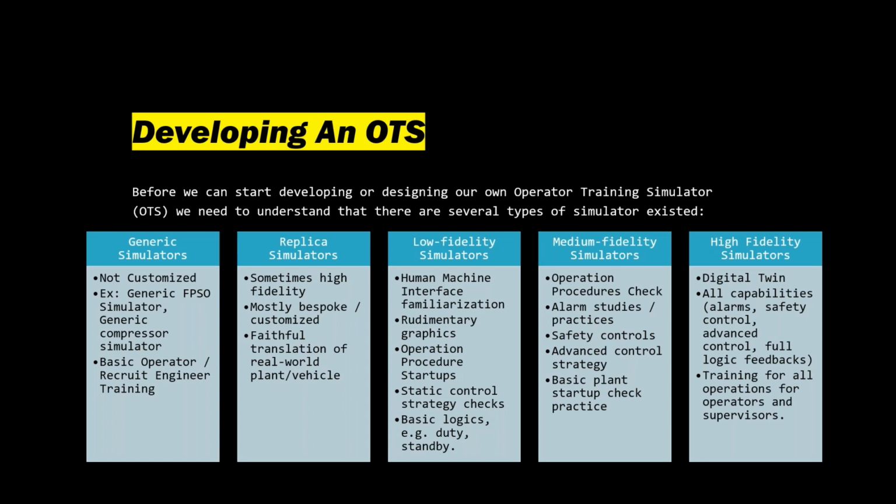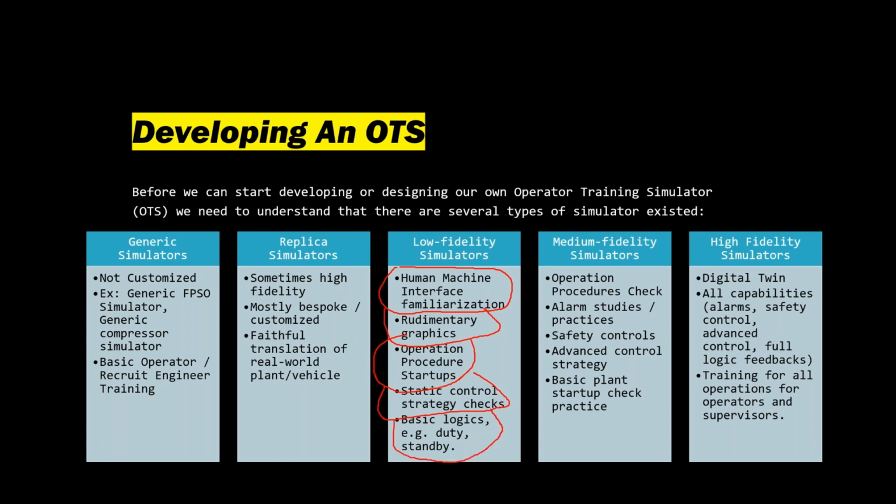And then you have replica simulators, sometimes high fidelity, sometimes customized, sometimes a faithful translation of real world plants or vehicles. So in a low fidelity simulator, like this one, you have HMI, human machine interface. Sometimes we have rudimentary, basic graphics, and then you can use it for operation procedure startup, static control checks, and also basic logics like duty and standby, right?